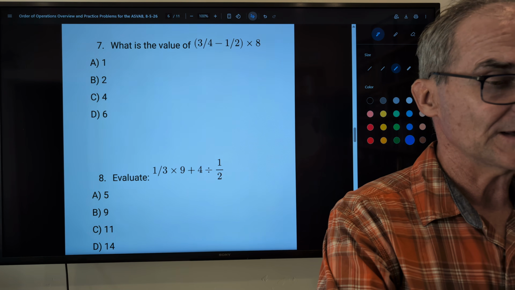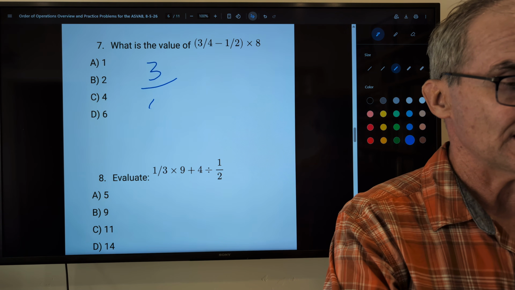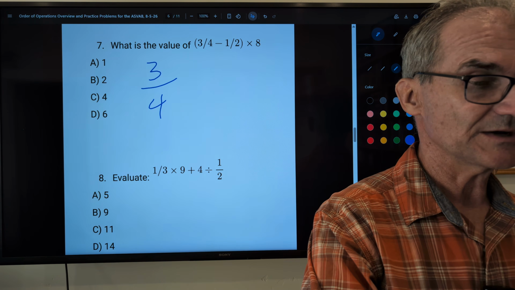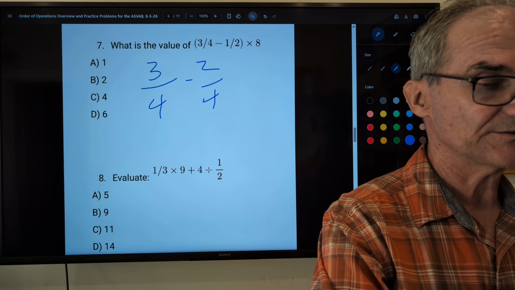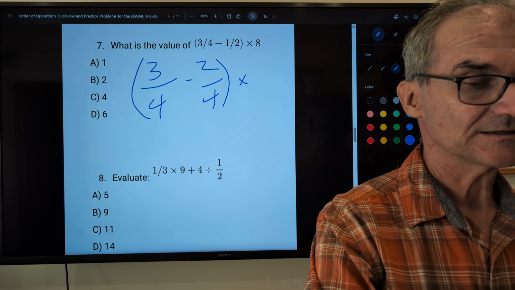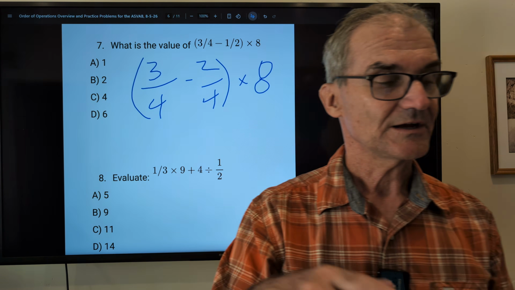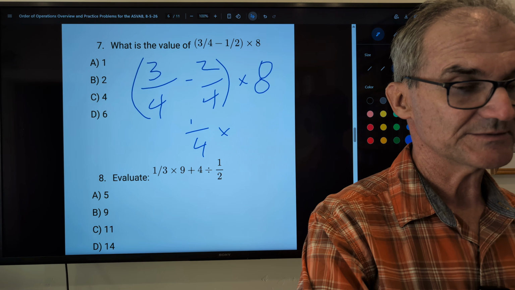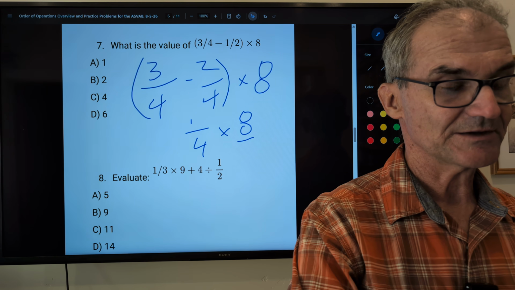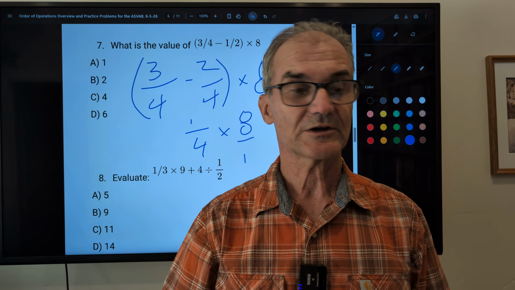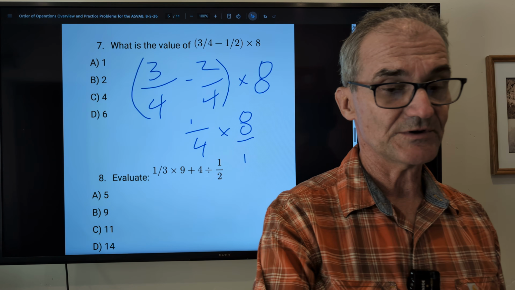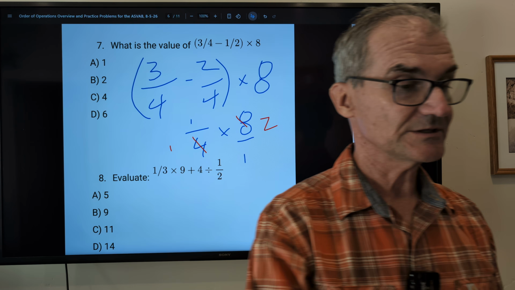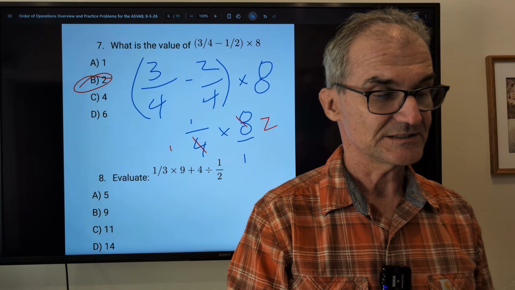So inside the parentheses, I have 3/4 minus 1/2. I have to have a common denominator. That common denominator is 4. So this is minus 2/4, all in the parentheses, times 8. In those parentheses, I subtract across the top and keep the denominator the same. 1/4 times 8, that's just multiplying fractions. It's going to be 8/4, or the equivalent of 2. Or I could reduce first: 4 goes into here once, into here twice. 2/1, or 2. Correct answer for 7 is B.